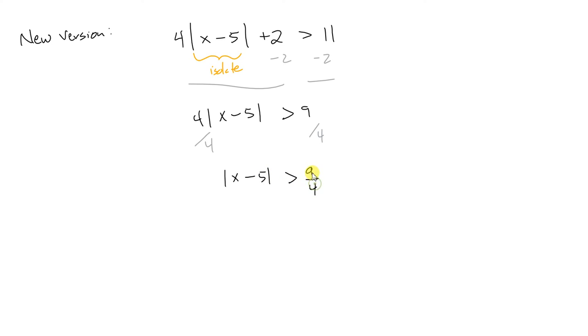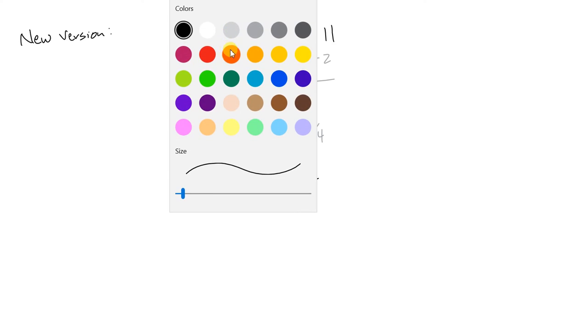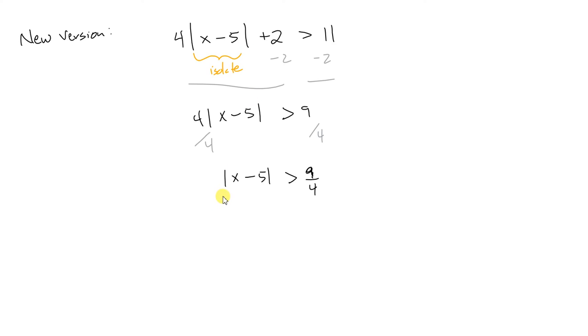Now, is this a less than? Or is this an absolute value less than? No, it's an absolute value greater than. Okay, how do we deal with those? Well, remember, absolute value means the distance of the quantity from 0 on the number line. So this is the distance of that quantity x minus 5 from 0 on the number line.